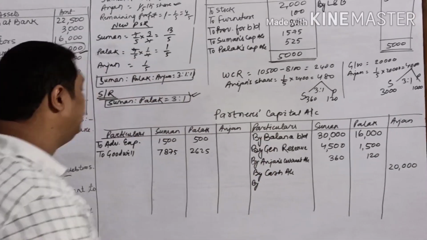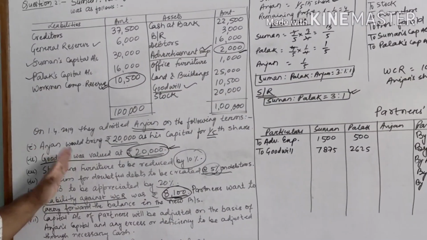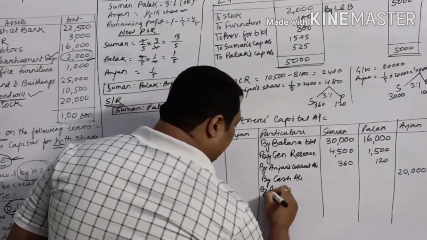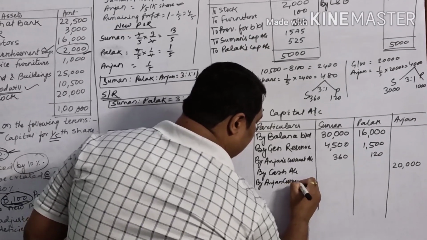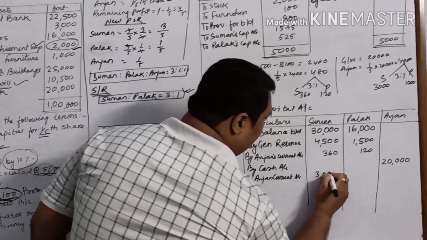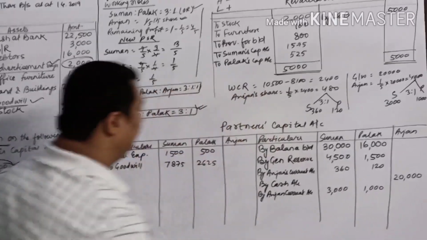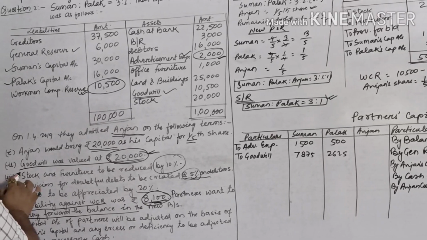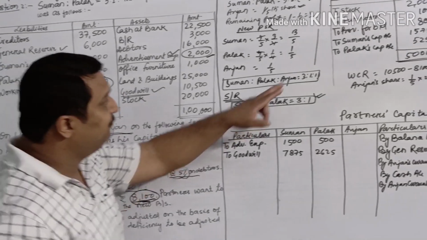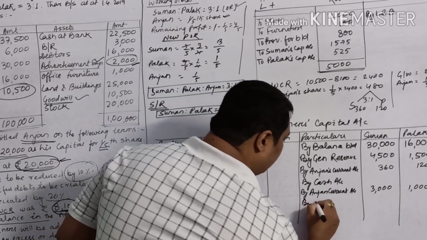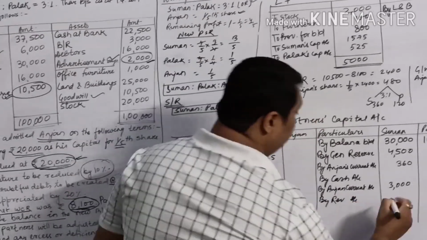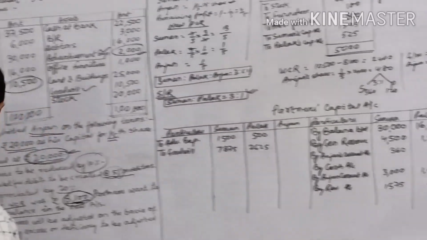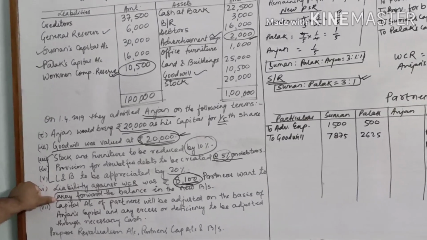For goodwill also, the question has not said whether Anjan is bringing any share of goodwill in cash or not. So here also we will write by Anjan's current account. It will go as 3,000 to Suman and 1,000 to Palak. After this, stock and furniture, these three items are related to revaluation, which we have prepared, and we got a profit. So by revaluation account, it is 1,575 and 525. We have distributed over there. Liability we have already done.